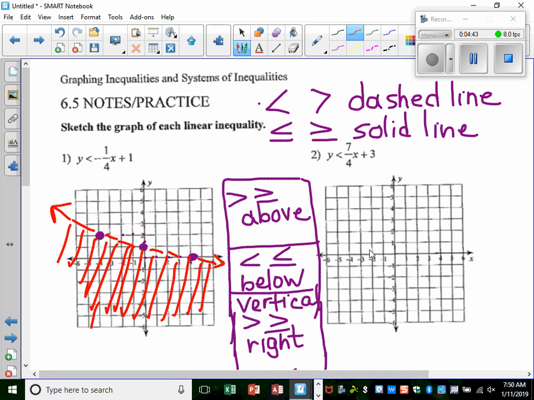All right. So let's look at number 2. So we're going to start at +3, which is here. And since I can't go up 7 and to the right, I'm going to do a double negative. So I'm going to go down 7 and then go to the left 4. All right. And this is also going to be a dashed line.